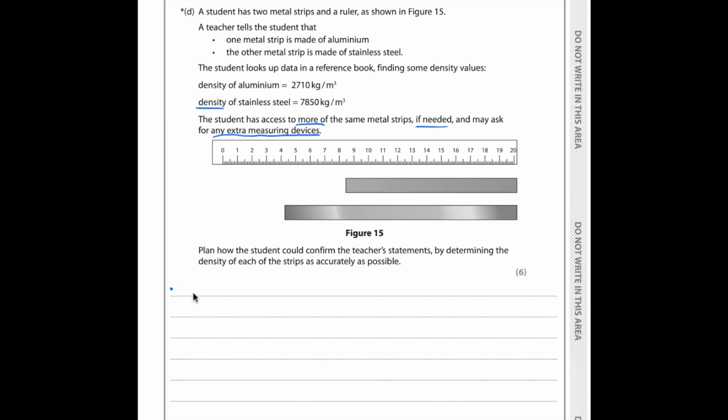So let's start by putting the formula for density. Density equals mass divided by volume. What this does is it'll tell us what we need to measure. So we need to measure the mass of these bits of metal. What do you measure the mass with? Measure mass with a top pan balance.